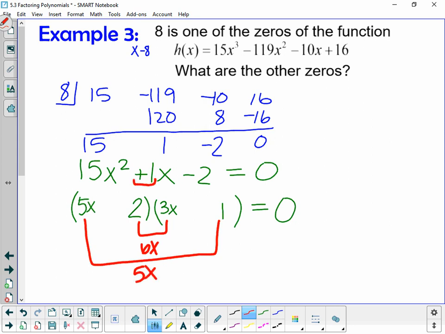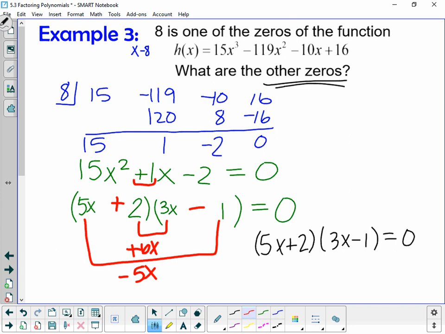We're trying to add it up to 1, so we want the 6 to be positive and the 5 to be negative. Okay, so our two factors are 5x plus 2 and 3x minus 1. So the other zeros of the function are negative 2/5, so we subtract the 2 and divide by 5, and the other one is positive 1/3.